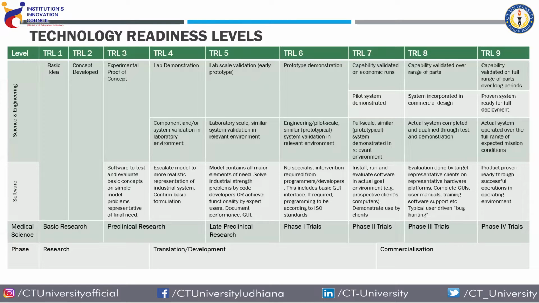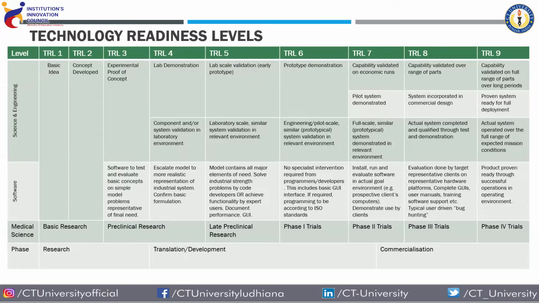TRL level 5 defines the lab scale validation. Basically, the difference between TRL level 4 and TRL level 5 is that in TRL level 5, the conditions are more generalized. Okay, in TRL level 4, for the first time, we are doing the lab demonstration, and in 5, the conditions are much more generalized. We are trying to simulate the things in the actual environment, but that is still in the lab phase.